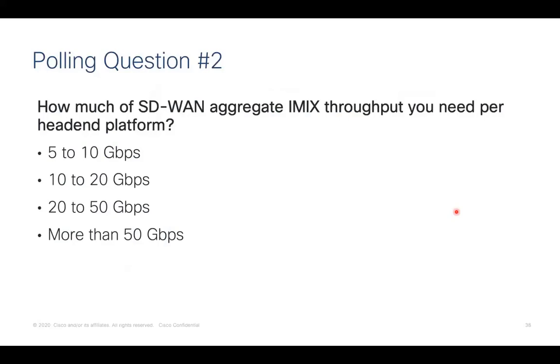We have 15 seconds more. You can find these polling questions on the right side of your screen. Thank you. Please select your answer. These are very important questions for us. If you can help by answering. Okay, we have letter B with 16%. Wow, cool. So 10 to 20 Gbps. Wow, then I have the right platform for you now. Thank you.